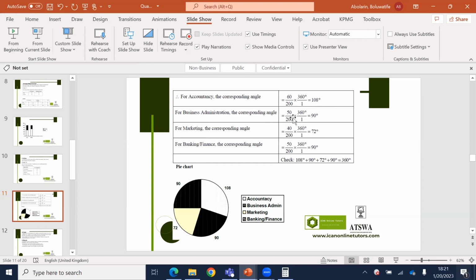So the second one is 50. So 50 divided by the total. You know how we got 200, right? Yes, it's the total. Exactly. So 50 divided by 200 times 360. What do you get? Confirm. 90.